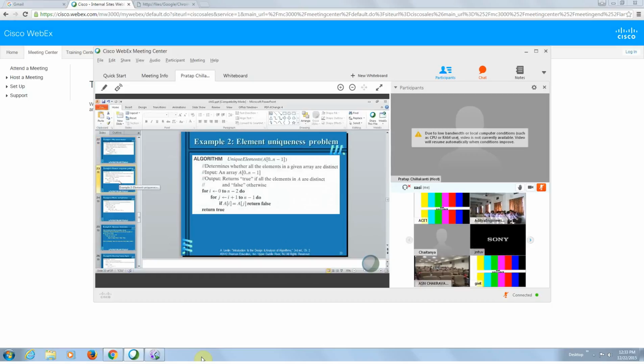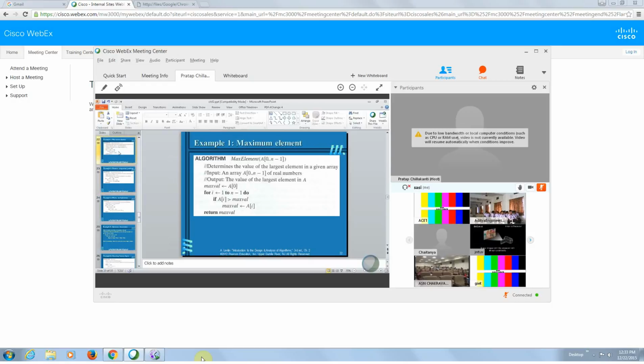Then you have unique elements. Determine whether all the elements in a given array are distinct. Wow, that's interesting, right? Returns true if all elements are distinct and false otherwise. So how would you do that, right? So there's a for loop he has given. I'm not explaining the algorithm to you because I want you to have some fun executing them, okay?